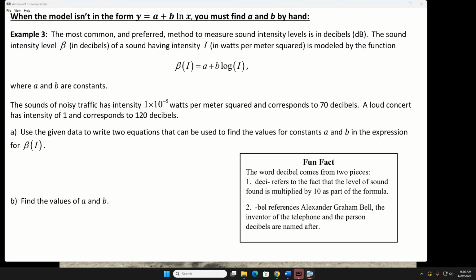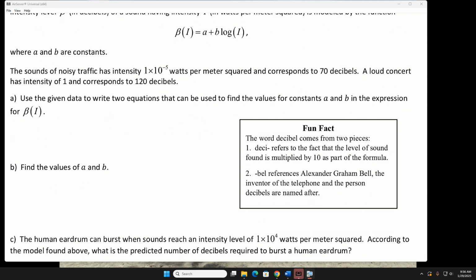All right, A and B are going to be constants. And so we know that the sound of noisy traffic has an intensity of 1 times 10 to the negative 5 watts per square meter, and it corresponds to 70 decibels. So let's just take that information and go ahead and start doing part A.